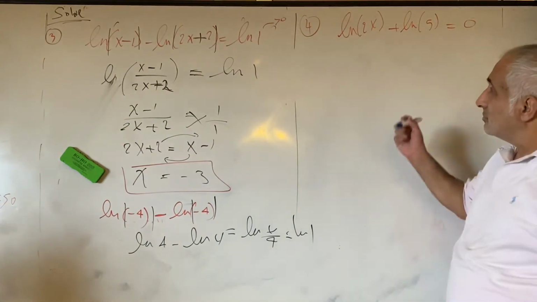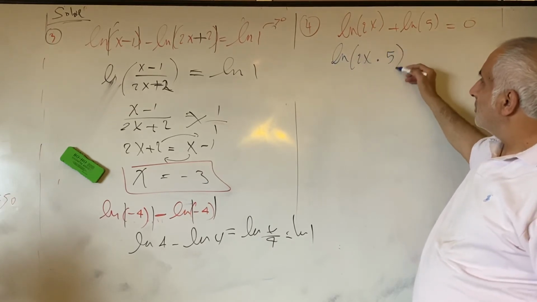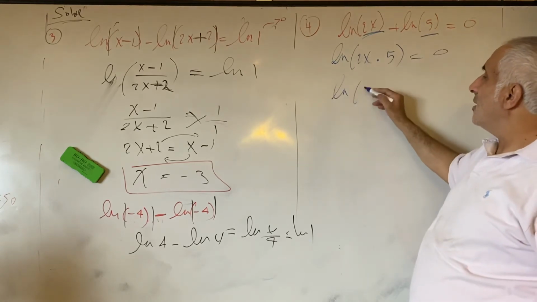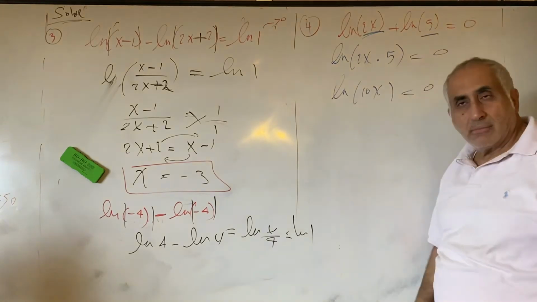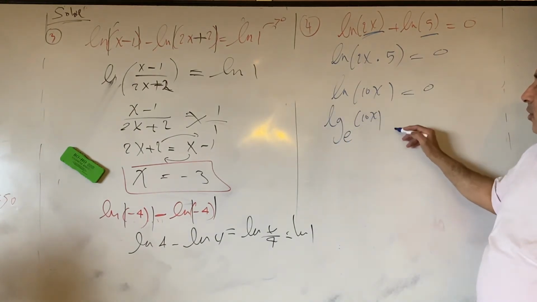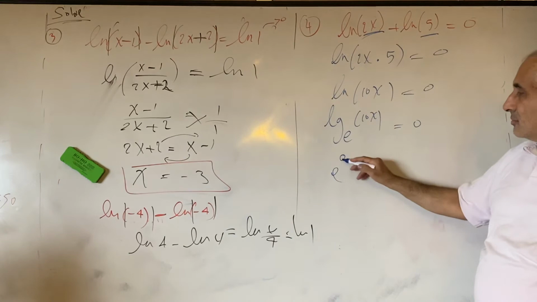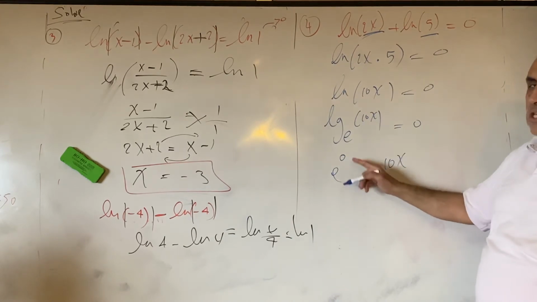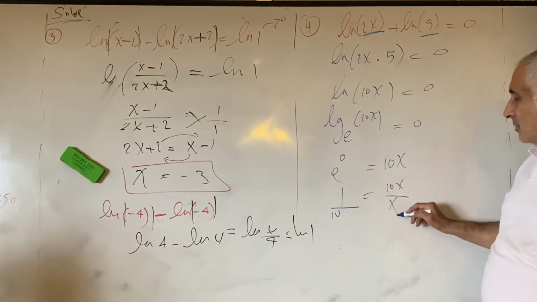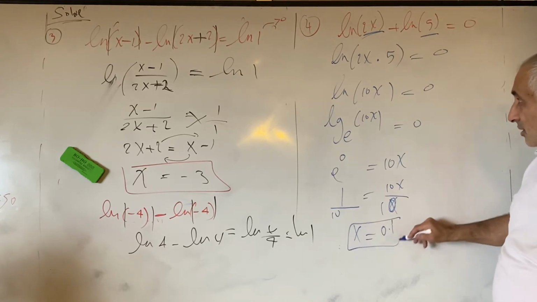How about this question? We have a plus. So len 2x times 5, because when you add, you multiply, equals 0. So this is len 10x equals 0. And remember, len means what? Log base e. This is logarithmic. Let's turn it into exponential. This is the base. Switch those. And guess what? What is e to the power 0? 1 equals 10x. And when you divide both by 10, then x equals what? 0.1 or 1 over 10.